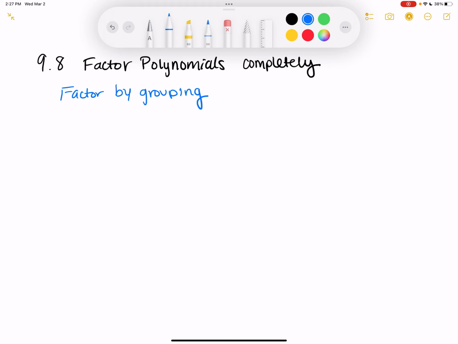Okay, with factor by grouping, we group things that are similar or that have something in common.